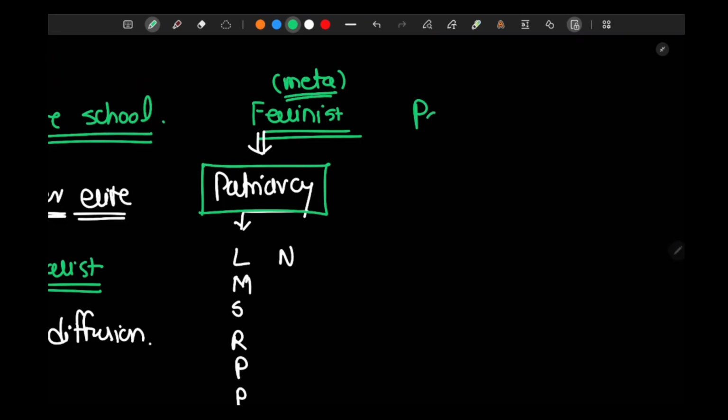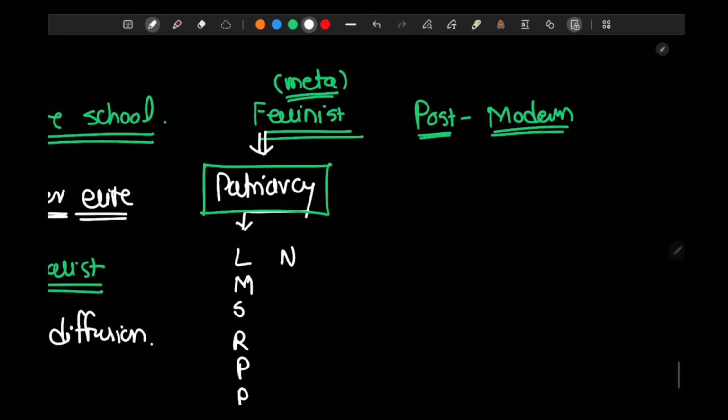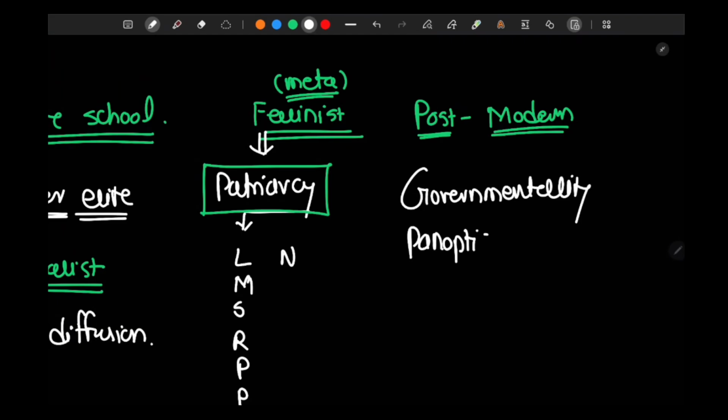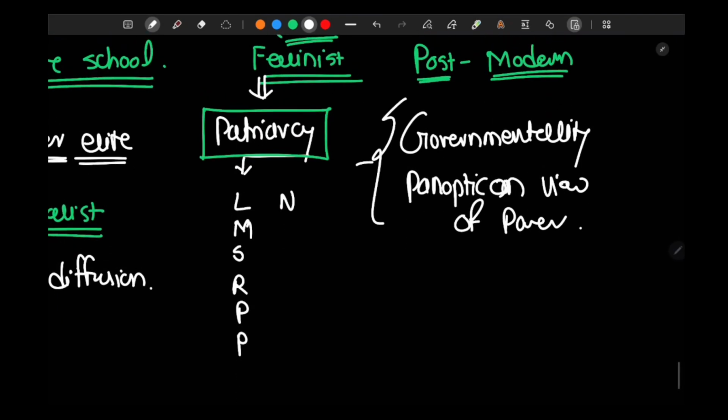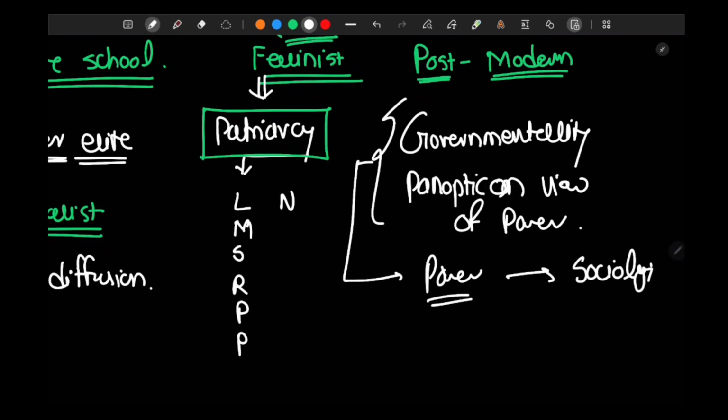The last thing that we are going to see comparatively is the postmodern idea of state. And one thing that explains the postmodern idea of state is the concept of governmentality, the panopticon view of power. Remember Foucault. Foucault gives a sociological view of power, the panopticon view of power.